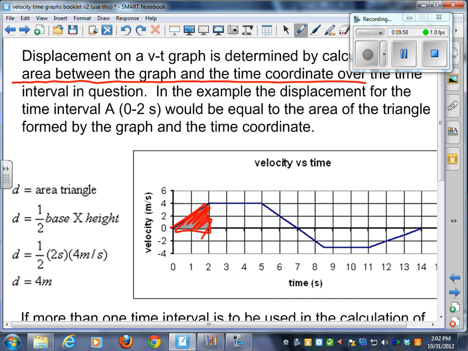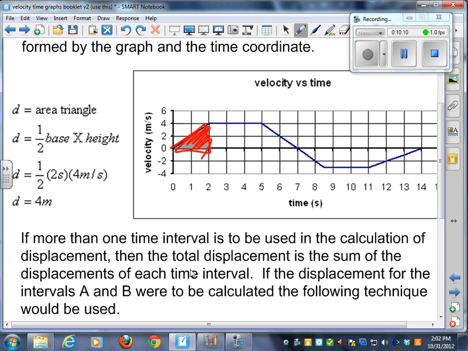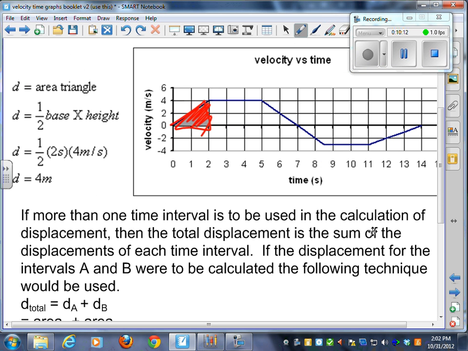No, no, no. It is not 4 minus 0. This is velocity. It's not position. Okay? Now, if there's more than one interval to be used, then you simply add them up. In other words, if this is interval B, and it is, right?